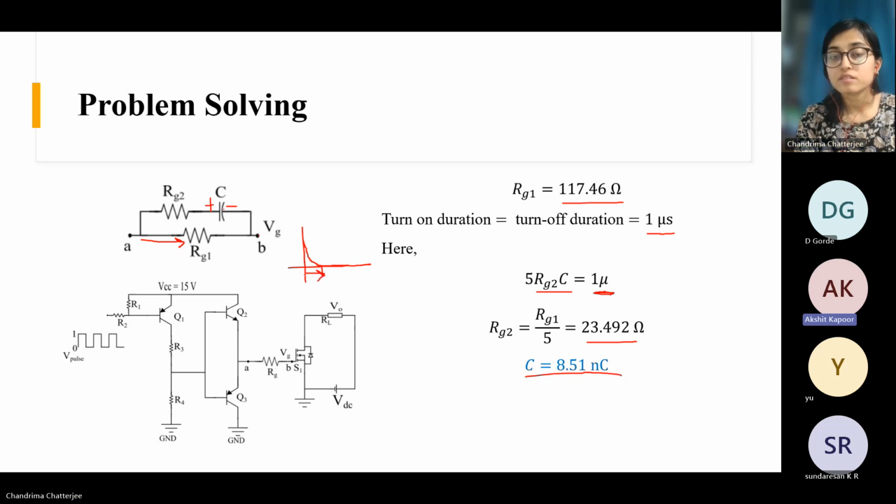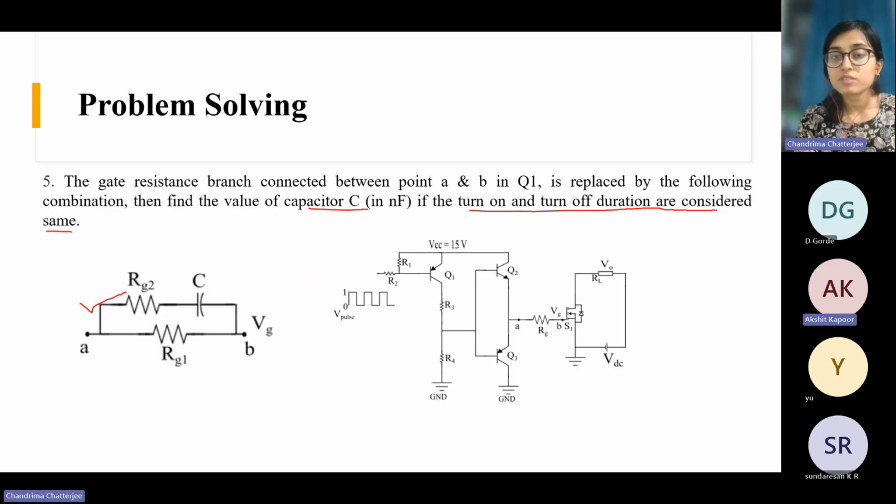And this turn on equal to turn off is given. In the question, it is specified that you can take the turn on and turn off durations as the same. It is given in the question.